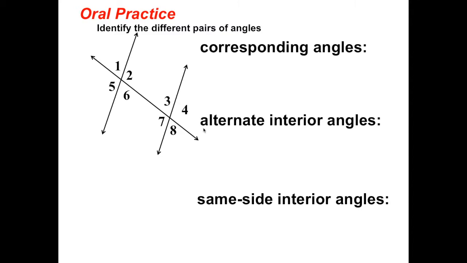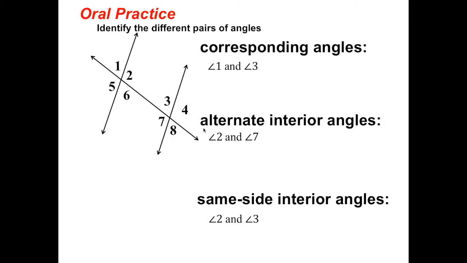Okie dokie, let's jump into some oral practice. Identify different pairs of angles. There we go. Corresponding angles, alternate interior angles, and finally same side interior angles. See if we can get all pairs of angles. Ready? Well, not ready, set, go. So I'm going to help you out. Oh, man, is Mr. Fortin being too nice to you right now? Maybe being too nice to you.